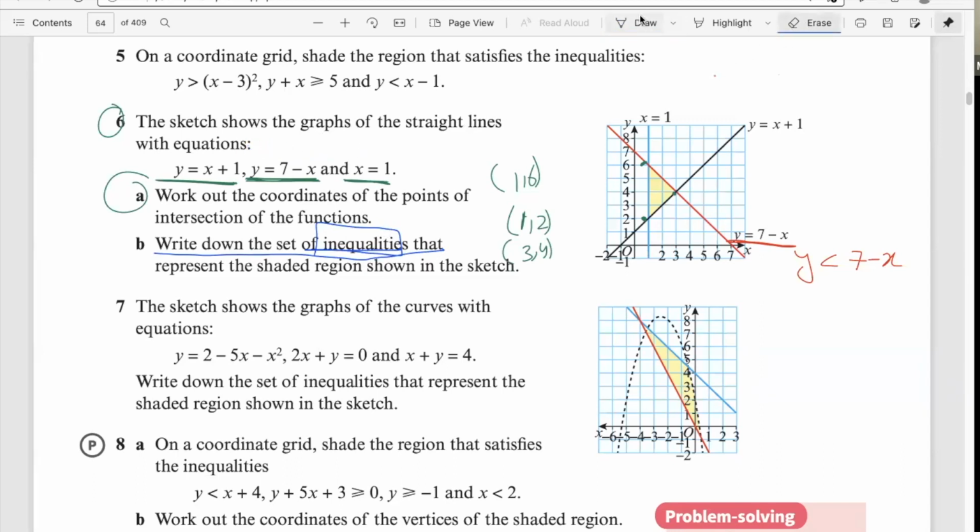What about the black one? Is the region below the line or above the line? It is above the line. So y is greater than x plus 1. The last one, the blue line, x equals 1. Is the region on the left or right? On the right side. So this is x is greater than 1. Any disagreement in these three inequalities?